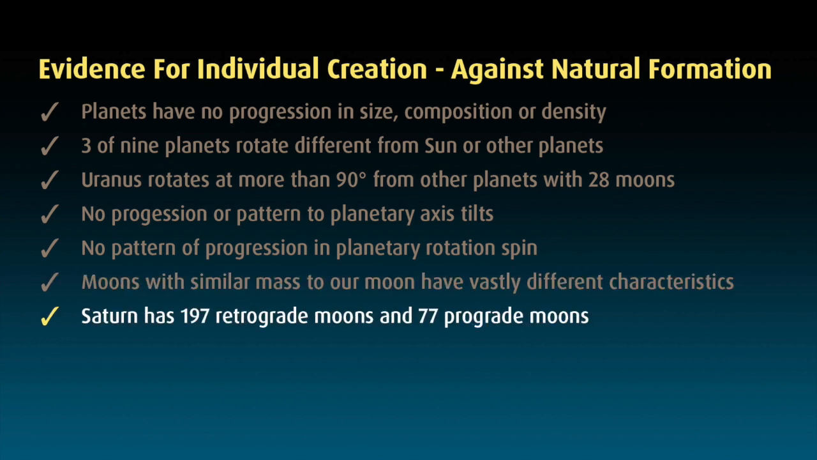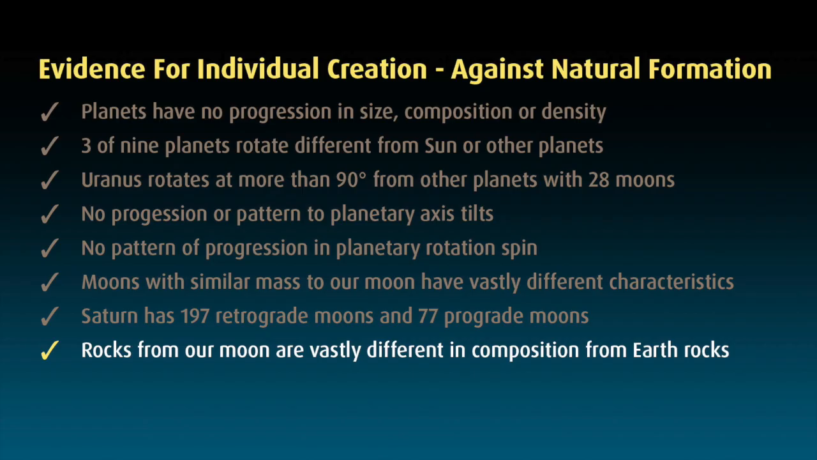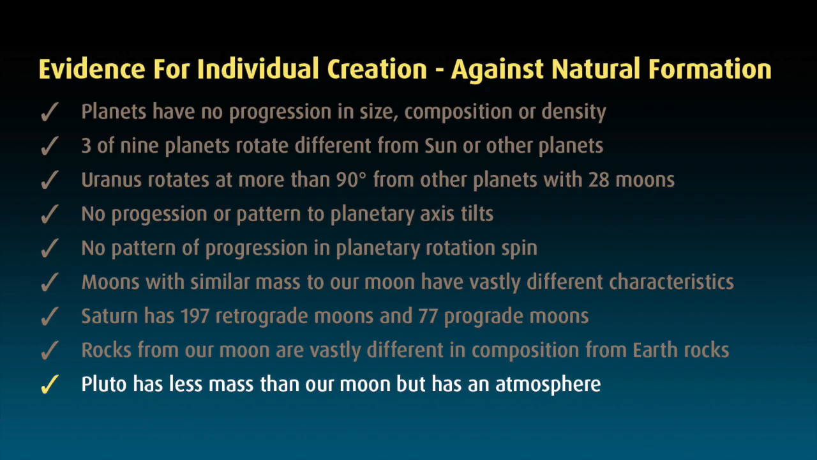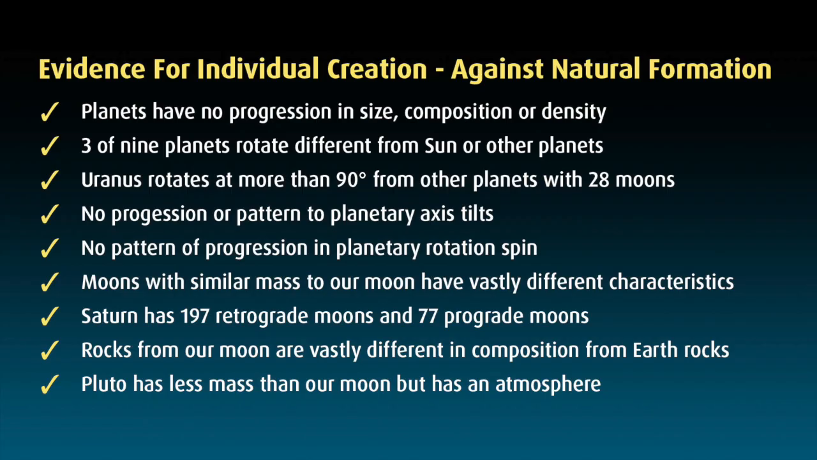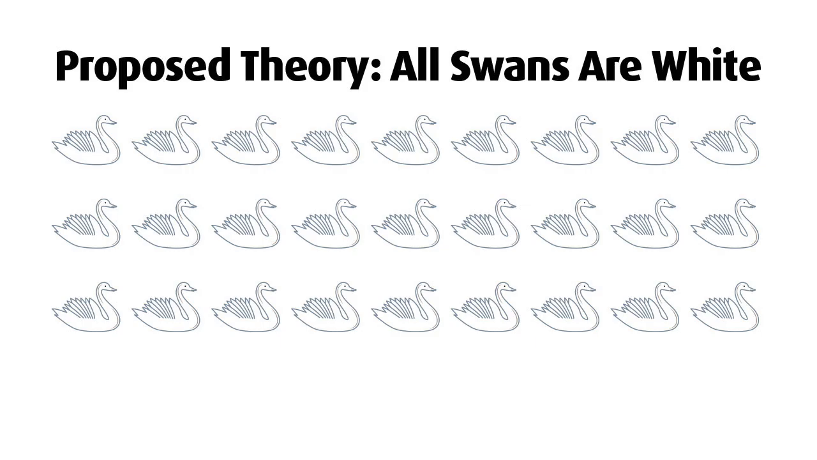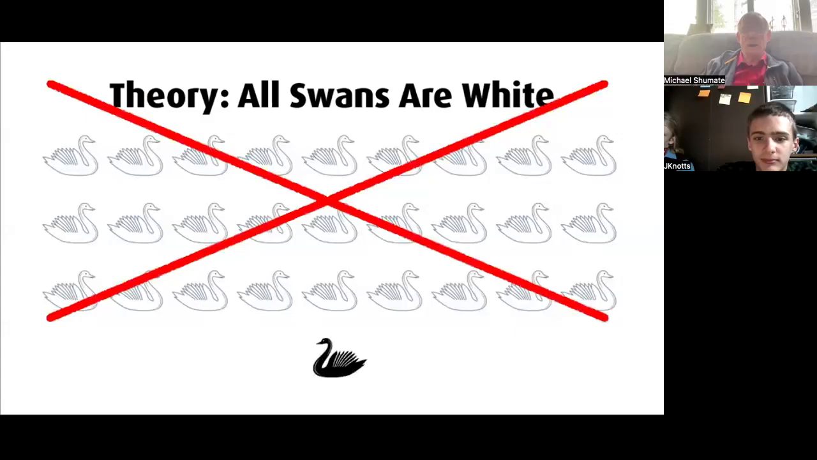Saturn has 197 retrograde moons and 77 prograde moons. Rocks from our moon are vastly different in composition from Earth rocks. Pluto has less mass than our moon, but has an atmosphere. When you look at all of those things together, you can see that the evidence for creation is better than the evidence for natural formation. Remember, with the theory of all swans being white, all you have to do is find one. We've found quite a few that refute that theory.